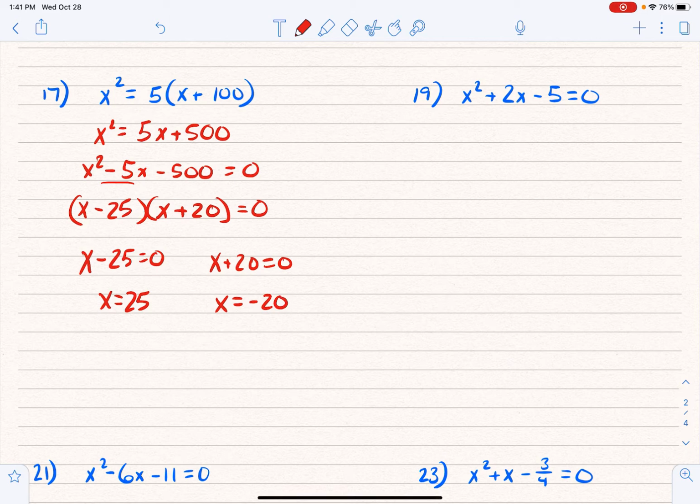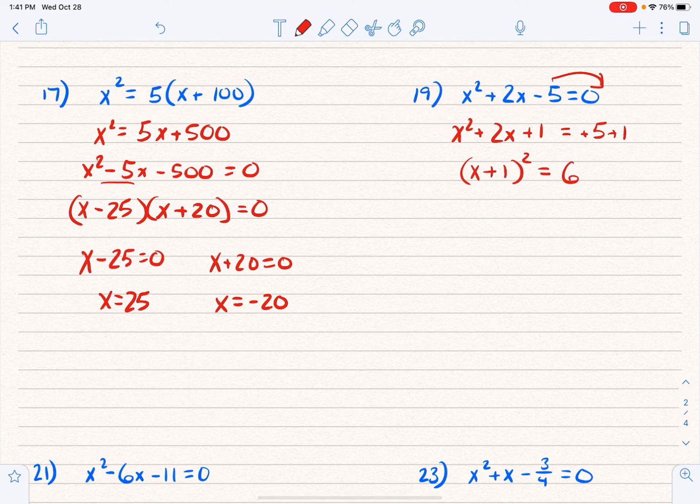Okay, with this next set, starting with 19, now we're doing completing the square. This is where we're not setting equal to 0. So we say x squared plus 2x, half of 2 is 1, square that and we get 1. On the other side, we have the 5 that we moved over to that side, and then we have to add the 1 to it. So we get x plus 1 squared equals 6.